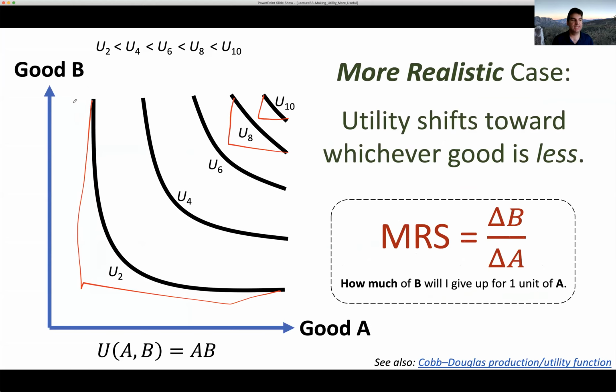So if I think about my MRS, the MRS starts steep and then it gets shallow. If I think of the MRS as delta B over delta A, then up here, the MRS is equal to infinity. And down here, the MRS is equal to zero. So when I have hardly any A, that is when I'm willing to give up all of B. So that's what the infinity means. For even a little bit of A, I'll give you all my B. And I do that because I have so little of A. On this other side, when the MRS is equal to zero, then that's saying that I have so little of B that I won't give you any of my B, but I will take as much A as you'll give me.